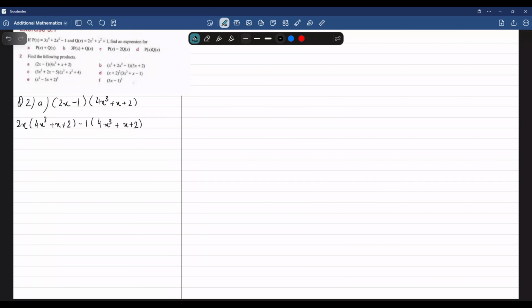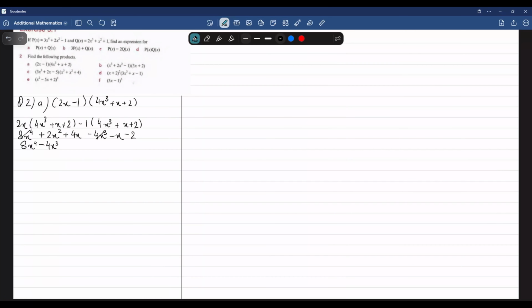Then we have 8x raised to power 4 plus 2x squared plus 4x minus 4x cubed minus x minus 2. Solve this further. 8x raised to the power 4 is the highest value. Then we go on to 2x. In fact, we go on to negative 4x cubed.